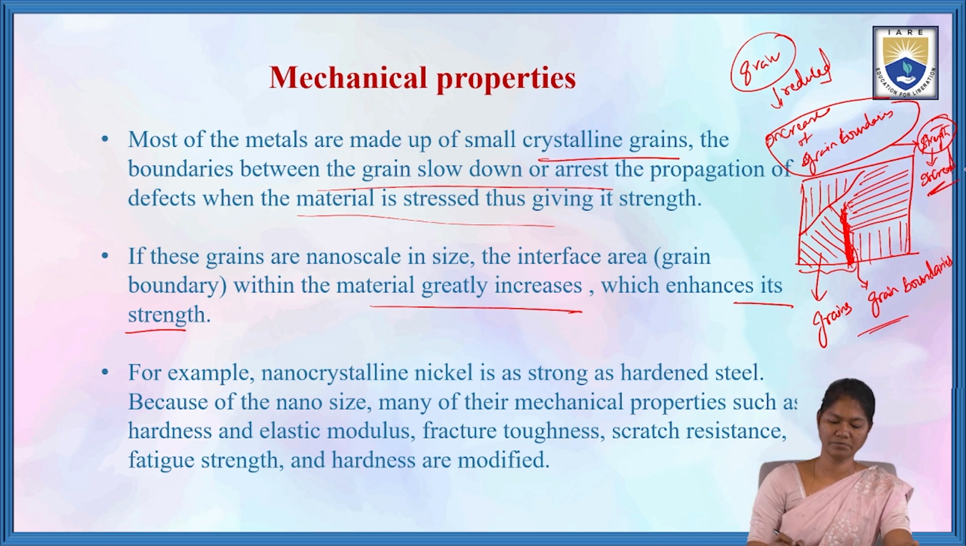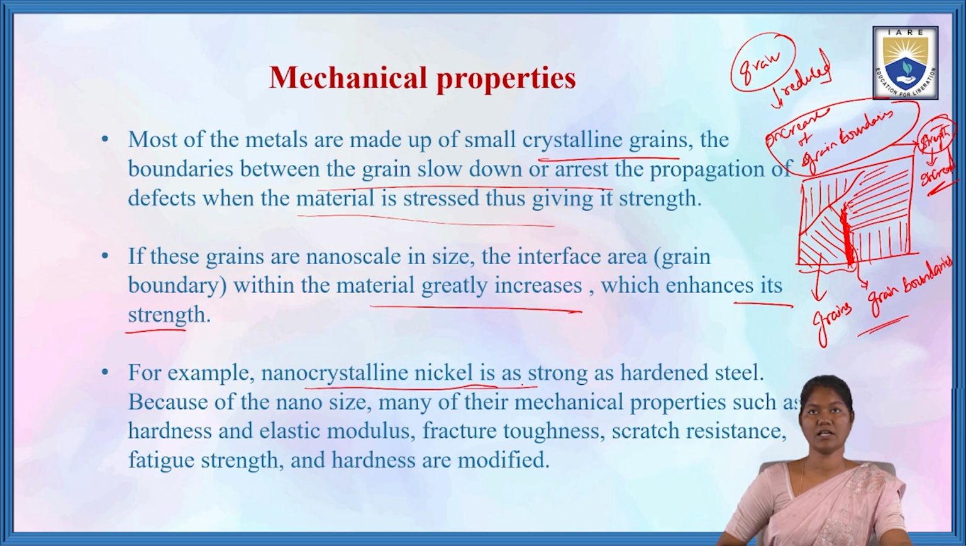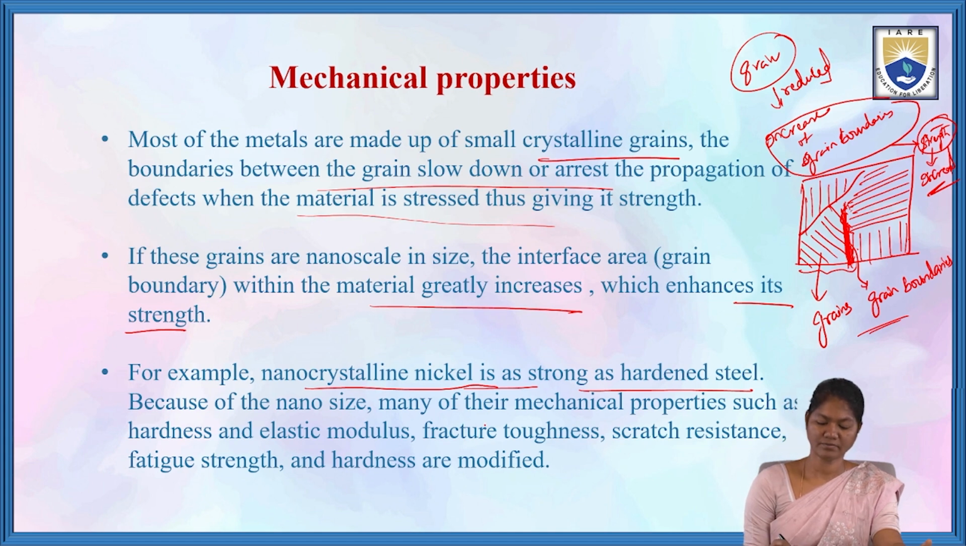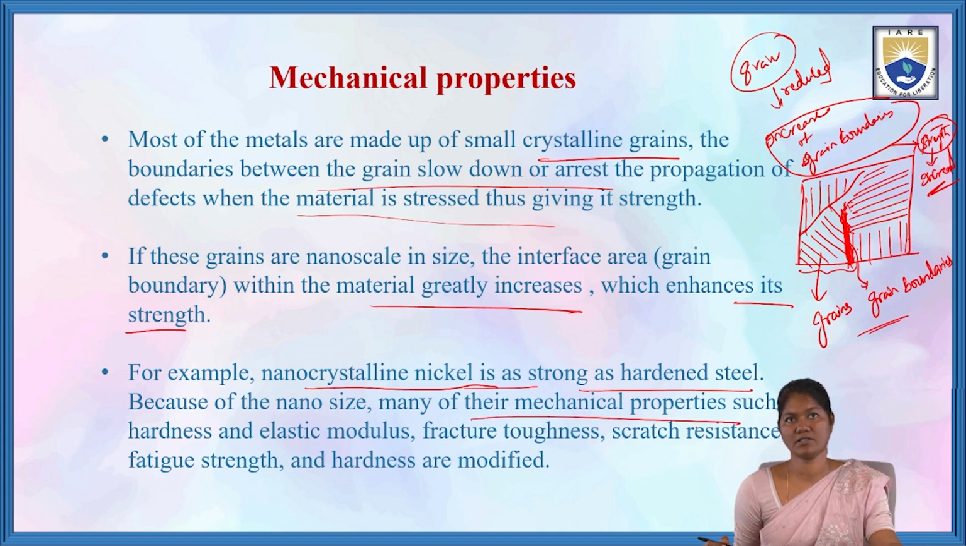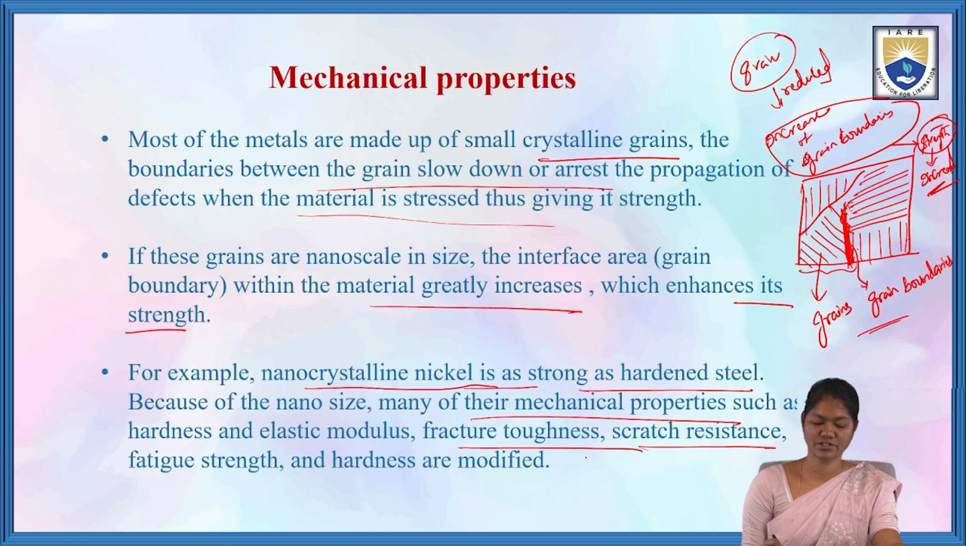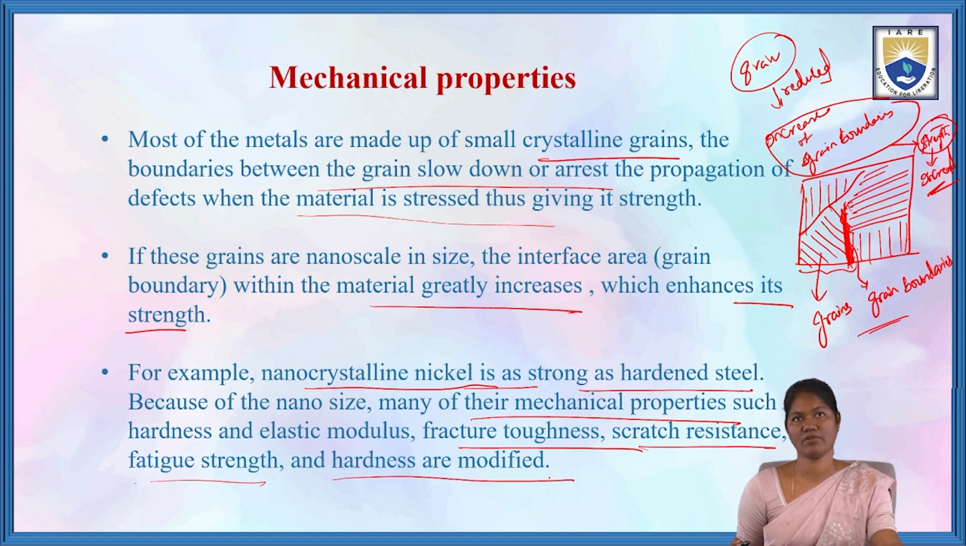For example, nanocrystalline nickel is as strong as hardened steel because of the nano size. Many of their mechanical properties, such as hardness, elastic modulus, fracture toughness, scratch resistance, and fatigue strength, are modified.